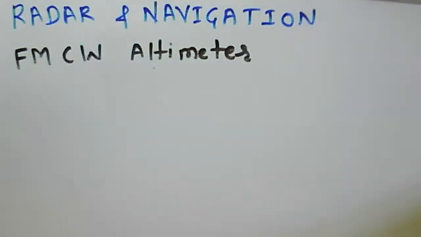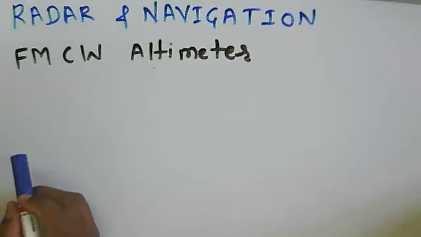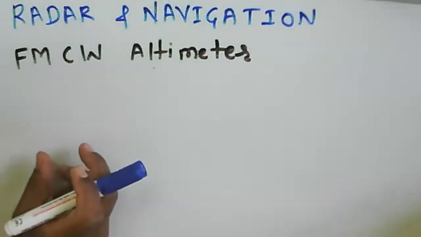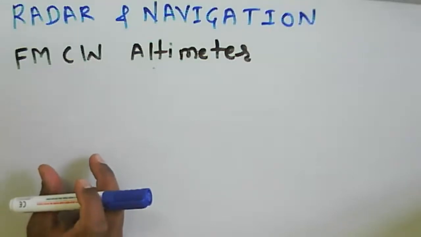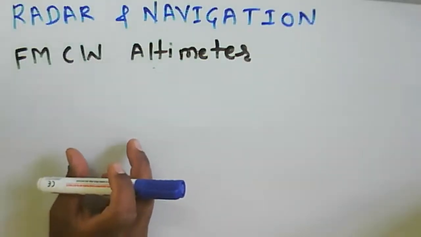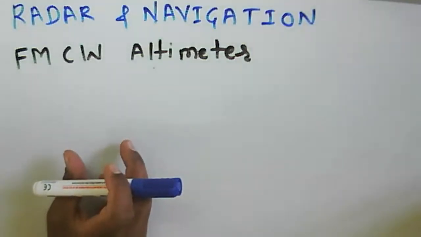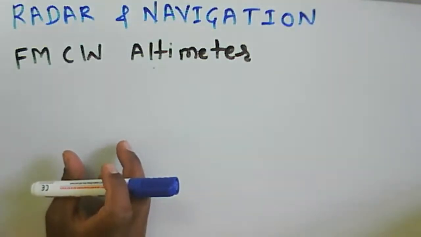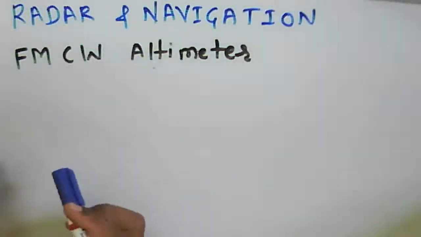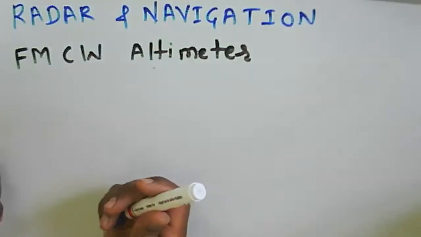So we have seen earlier the FMCW radar, the frequency modulated continuous wave radar, and that radar is useful to find out the velocity of the object, as well as we can use it to find out the range.